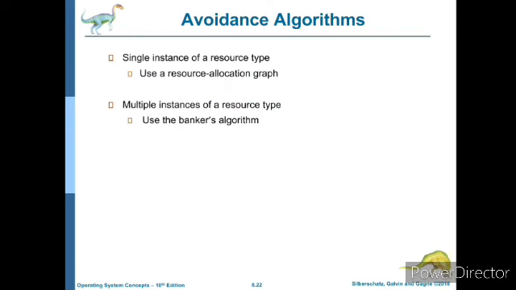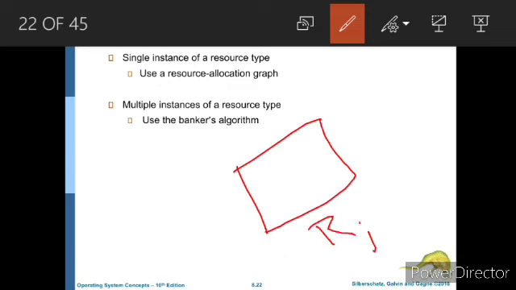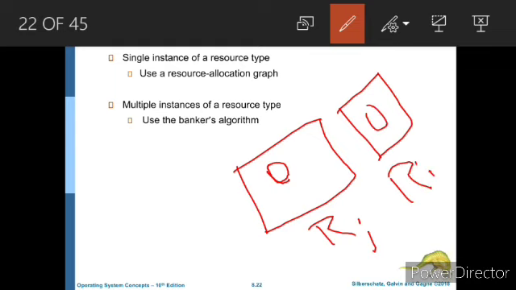First, for a single instance of a resource type, we use the resource allocation graph. Second, for multiple instances of a resource type, we use Banker's algorithm. Single instance is nothing but, if I consider a resource type Rj, we have only one instance of Rj. I'll consider Ri, one instance of Ri. In this case, we use the resource allocation graph.